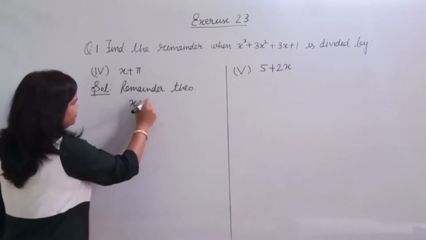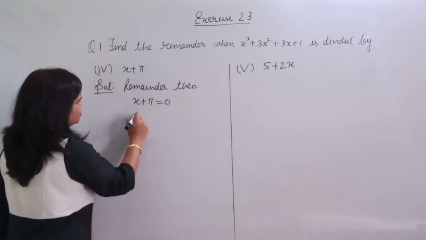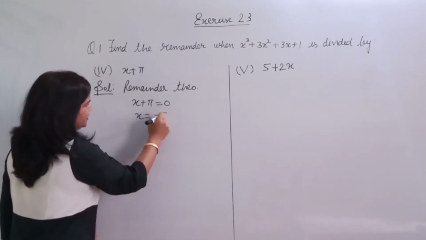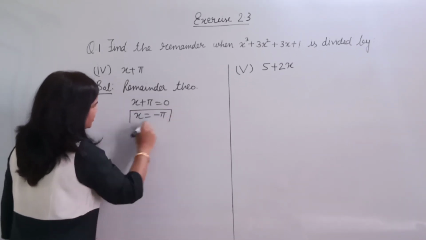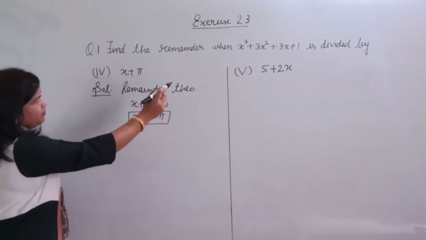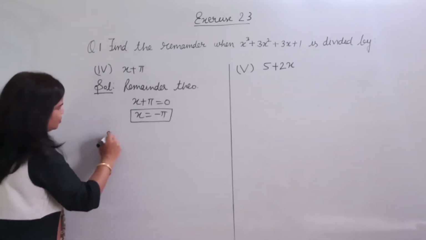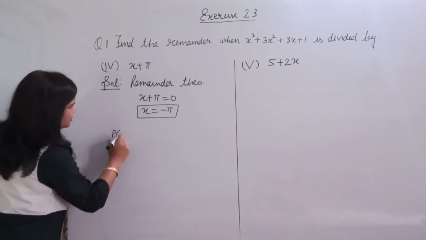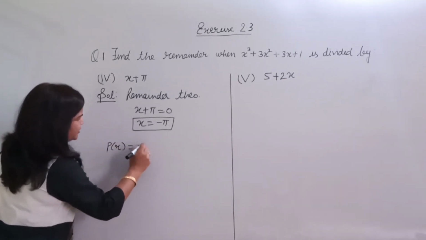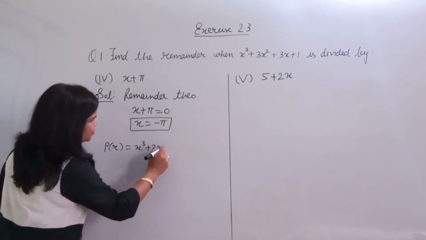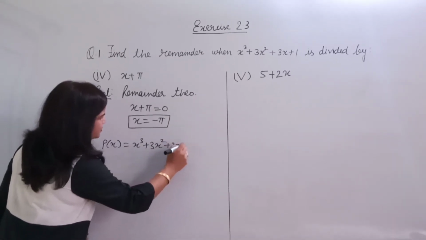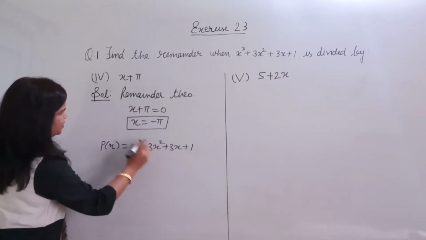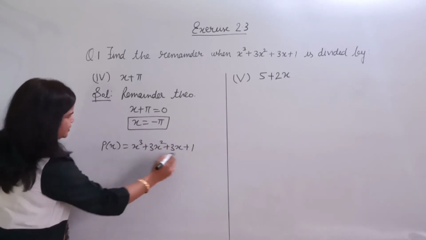x plus pi is equal to 0. So x is equal to minus pi. And we have the polynomial also. So p(x) is equal to x cube plus 3x square plus 3x plus 1. Now we will put the value of x is equal to minus pi in this polynomial.